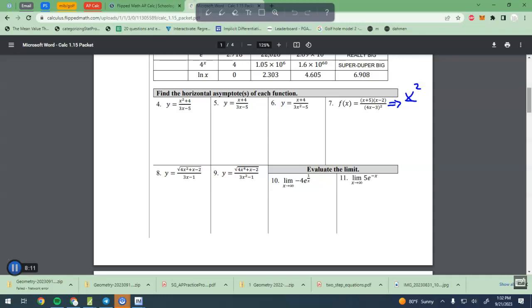On the bottom, my highest term, the term with the highest power, would be 16x squared. And then what happens to the x's? They cancel, so I no longer care if x is positive infinity, negative infinity, whatever, it doesn't matter. There's a horizontal asymptote at y equals 1/3.